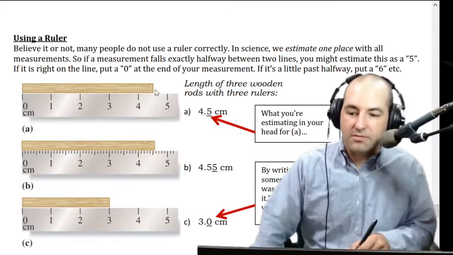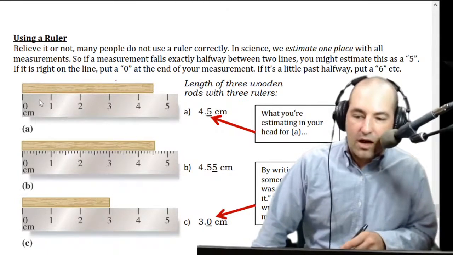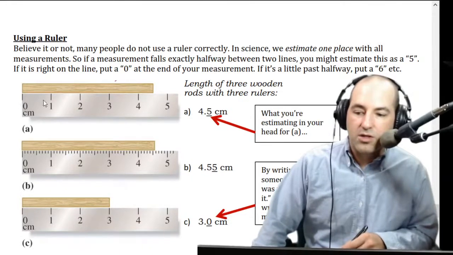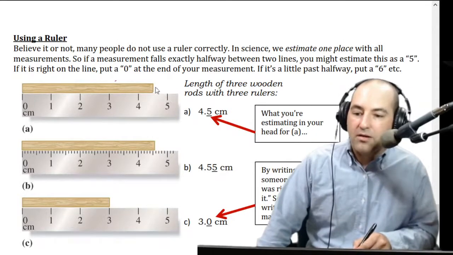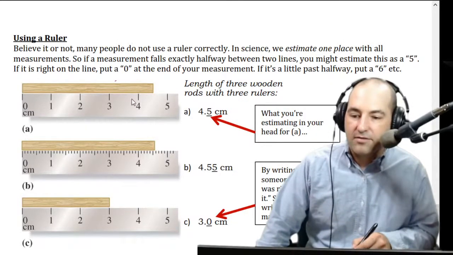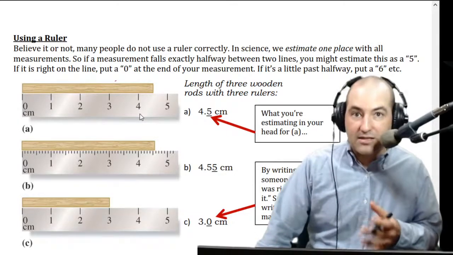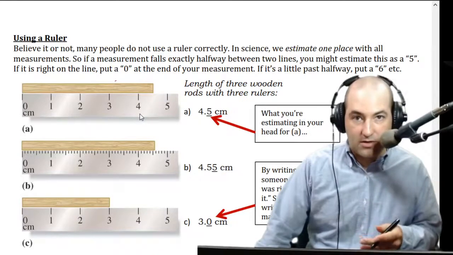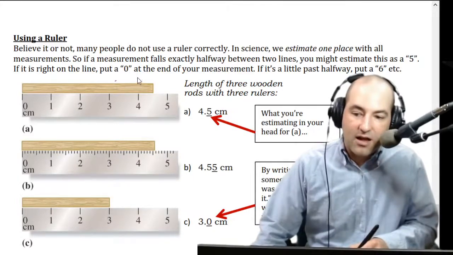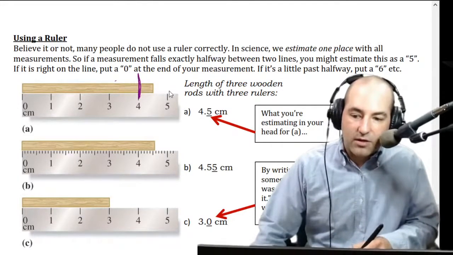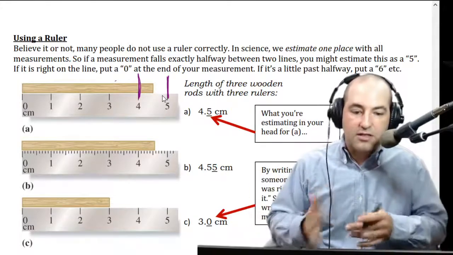All right, so if we look at this measurement right here, this top one, you can see that this wooden object reaches past 1 centimeter, past 2 centimeters, past 3 centimeters, past 4 centimeters, but is somewhere between 4 and 5 centimeters. And anybody looking at that should agree with you that that is indeed between 4 and 5 centimeters. It's not controversial. It's not a guess. It's definitely between that, and the reason that it's definite is because there are lines on the actual instrument that tell us 4 is here, 5 is here, and this measurement is in between those.